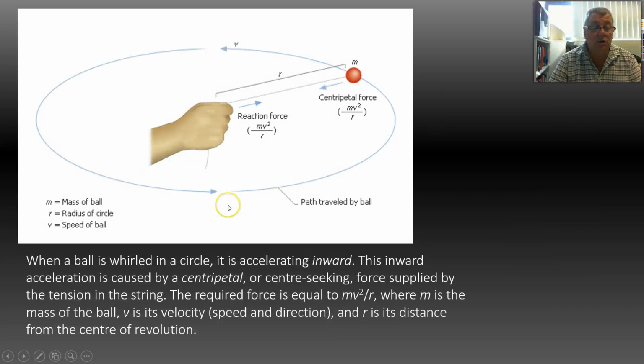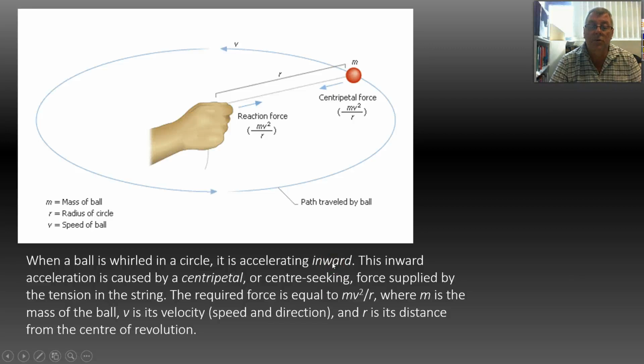Now, a few of the equations we're going to use. The centripetal force is described by the equation mv squared on r, and we'll go into that in more detail. To make an object go in a circle, we must apply that force, and whatever's holding onto it must also have a reaction force, which is equal but opposite. It says here that when a ball is whirled in a circle, it is accelerating inward.